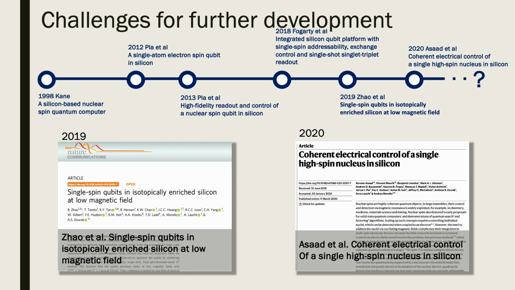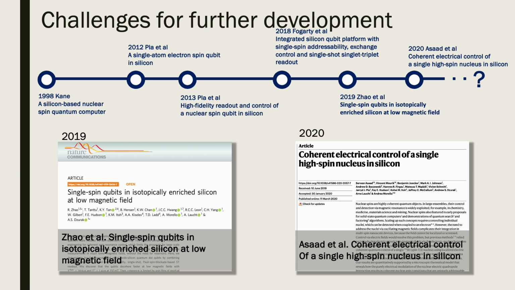For instance, in 2019, Zhao et al. demonstrated low-field operation of metal oxide silicon quantum dot qubits by combining coherent single-spin control with high fidelity, single-shot, Pauli spin blockade-based readout. And this singlet-triplet readout enables high-fidelity spin state measurements in much lower magnetic fields without the need for reservoirs.